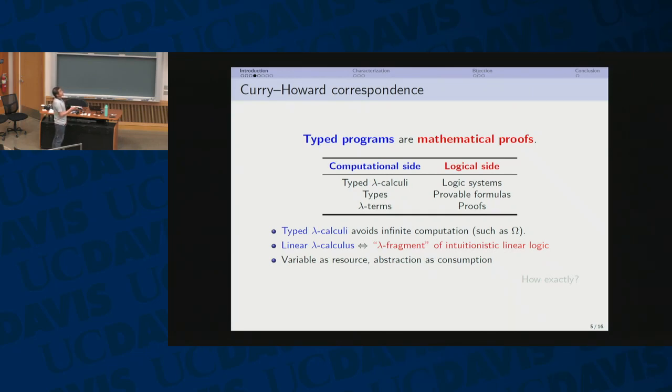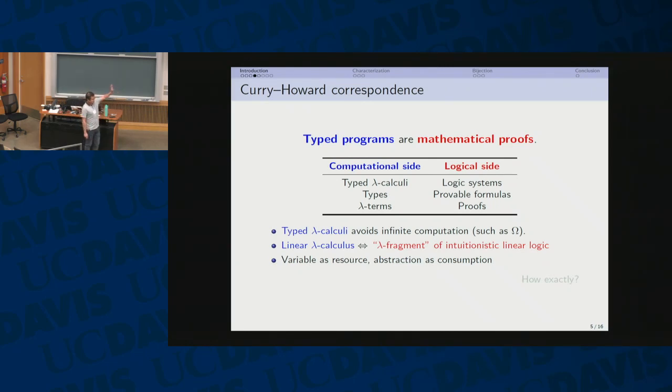And then, if we look at lambda terms in some of these typed lambda calculi, they will have types. In fact, each type will correspond to a provable formula in the logical system, and the lambda terms, as certificates, will be proofs of these formulas. And in particular, if we restrict the lambda calculus to linear terms, what we get is the linear lambda calculus, which under this correspondence is equivalent to what we call the lambda fragment of intuitionistic linear logic.